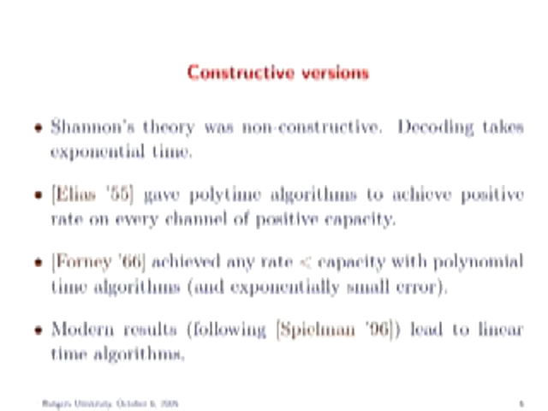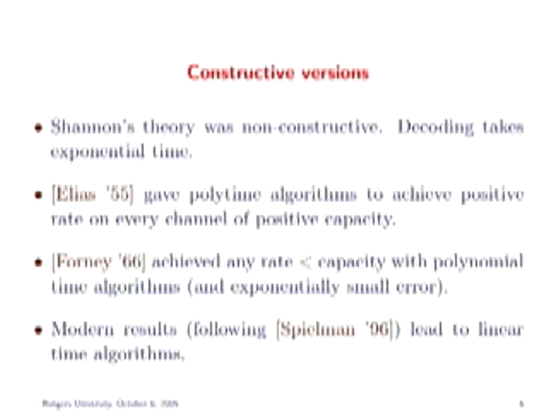In 1955, before the notion of polynomial time was developed, Elias gave essentially a polynomial time algorithm which could utilize every channel which has positive capacity at some positive rate. So this might not match Shannon's theorem constructively, but it could say if this channel has capacity, you can use it. Not at the rate Shannon suggests, but something lower. Later in 1966, even at this time, the notion of polynomial time was still only being mulled over in theoretical computer science. Dave Forney gave a very constructive result. It actually achieved polynomial time algorithms with exponentially small error probability that would achieve any rate less than the capacity. So you can match Shannon's theorem algorithmically and efficiently.